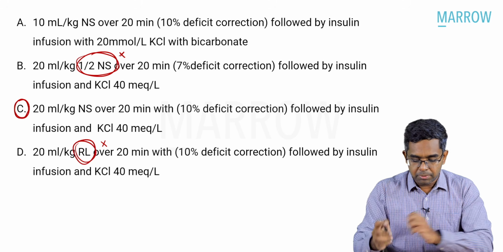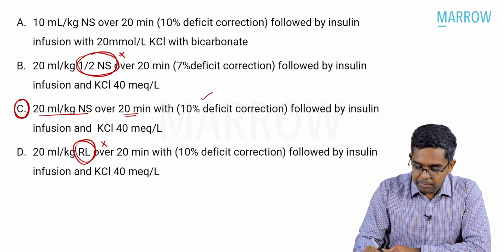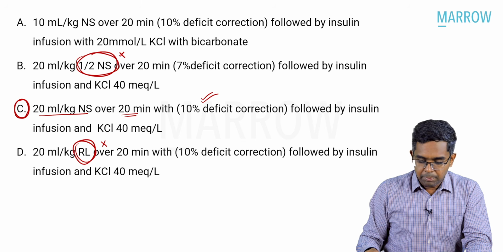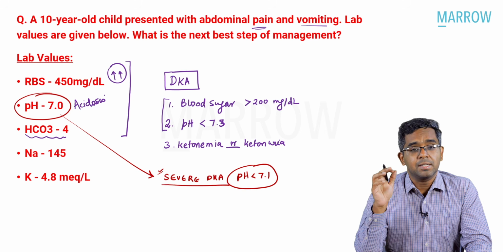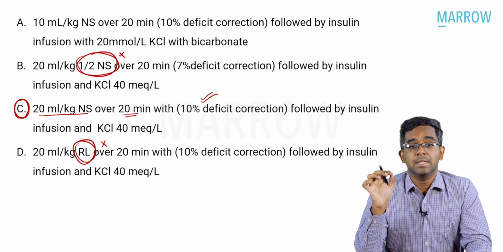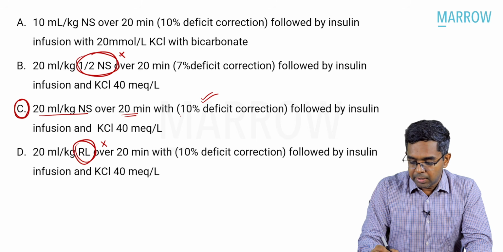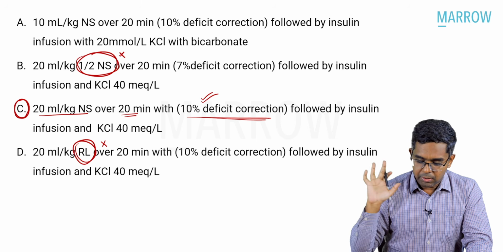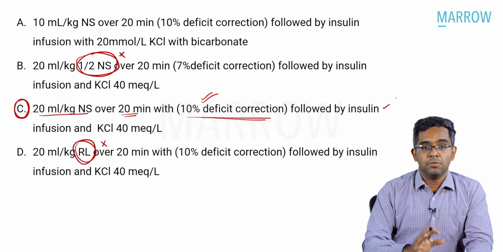So let us see the full option. 20 ml per kg of NS over 20 minutes. We aim for 10% deficit correction. This also should be kept in mind, because I told you previously that this child is having severe DKA. And in severe DKA, it is assumed that there is a 10% deficit already occurred in the child. So we should aim for 10% deficit correction by giving 20 ml per kg of NS over 20 minutes. And after that only, you have to give insulin as an infusion.